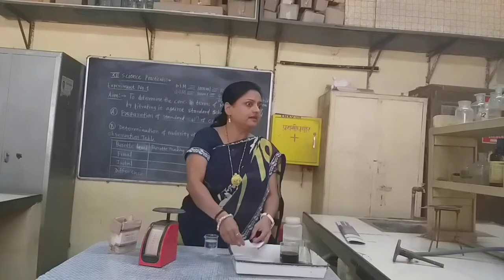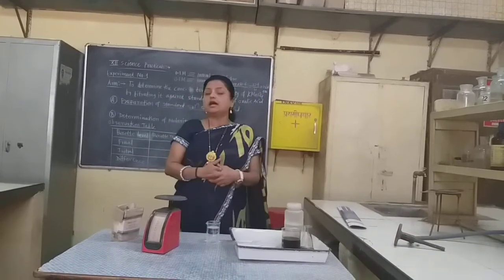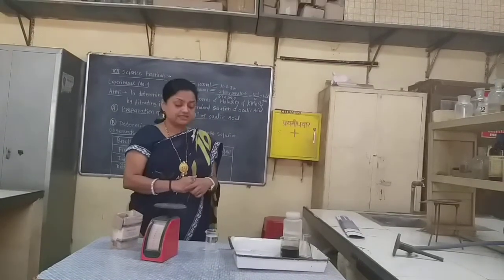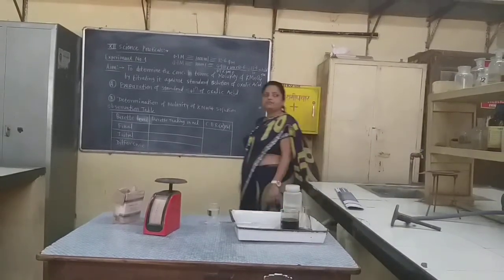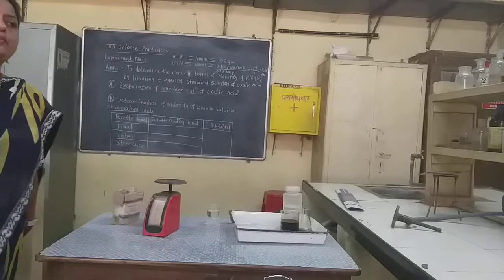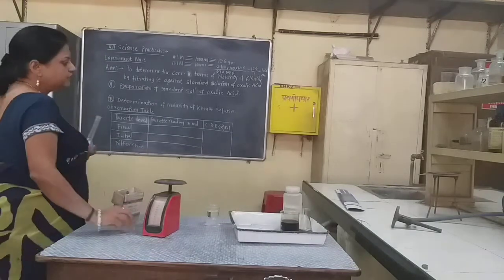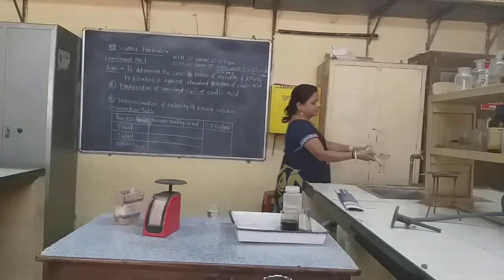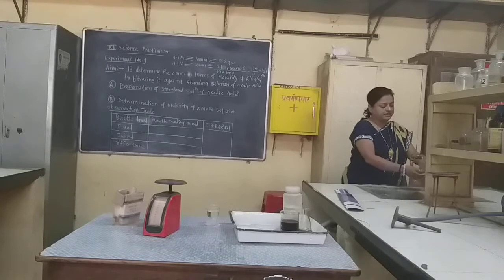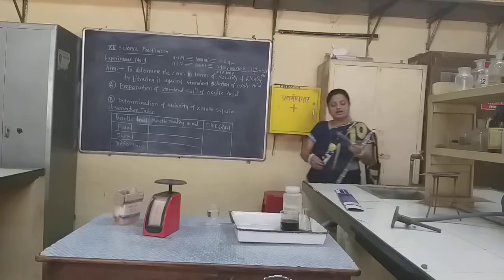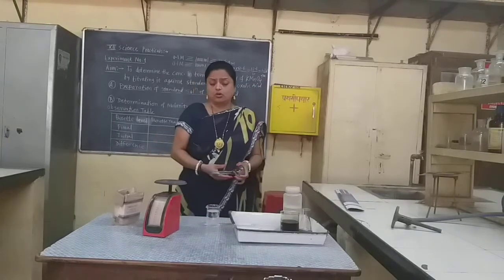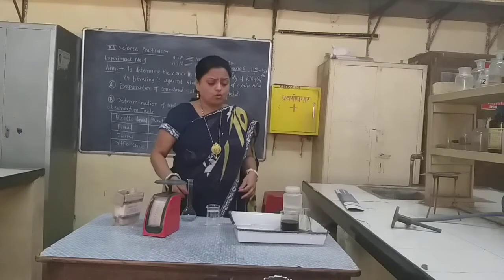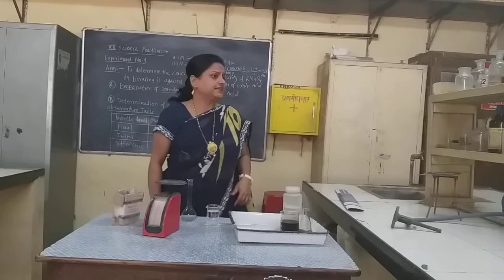Now measure the 100 ml of water with the measuring cylinder. We can measure 100 ml of water with a measuring cylinder, or volumetric flasks can also be used for preparing standard solutions. Generally, volumetric flasks are taken for the preparation of standard solutions. This is the 100 ml volumetric flask I have taken here. First, dissolve the oxalic acid in a small amount of water.